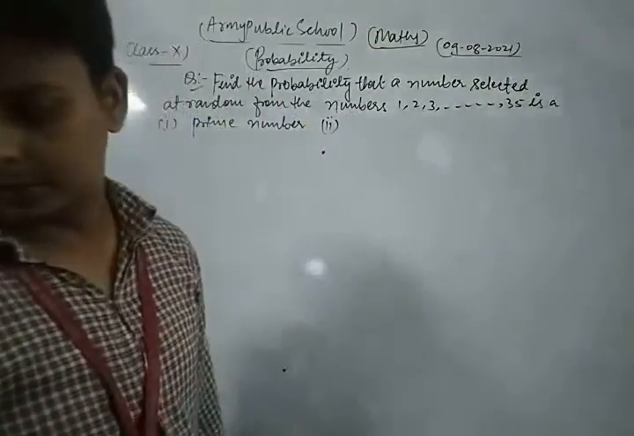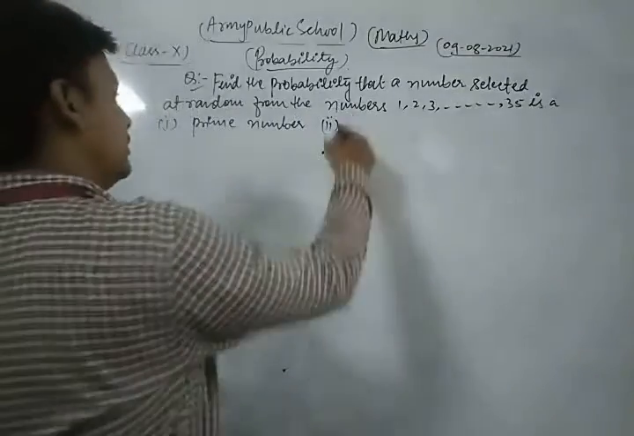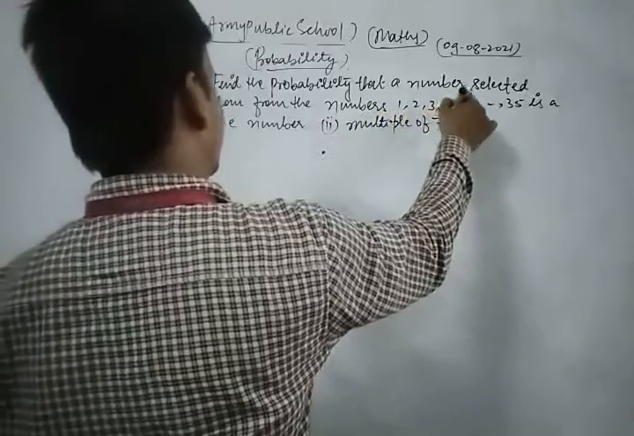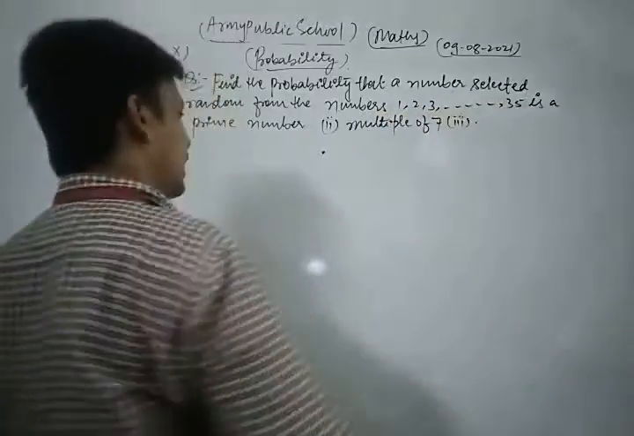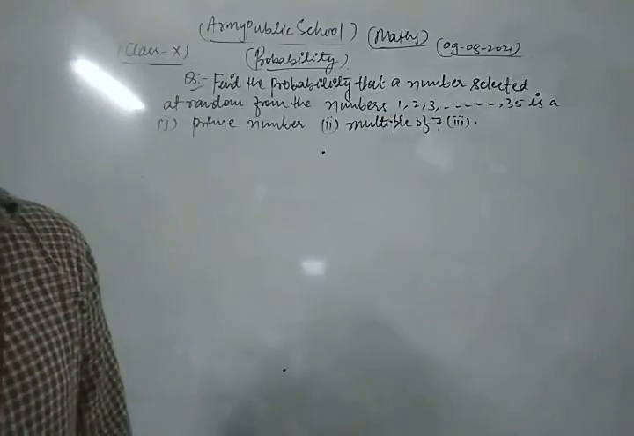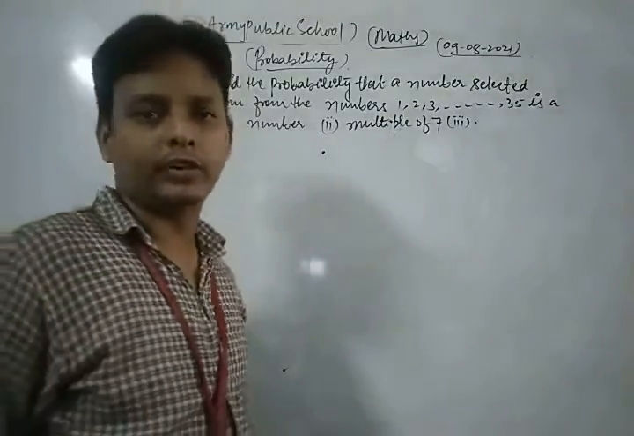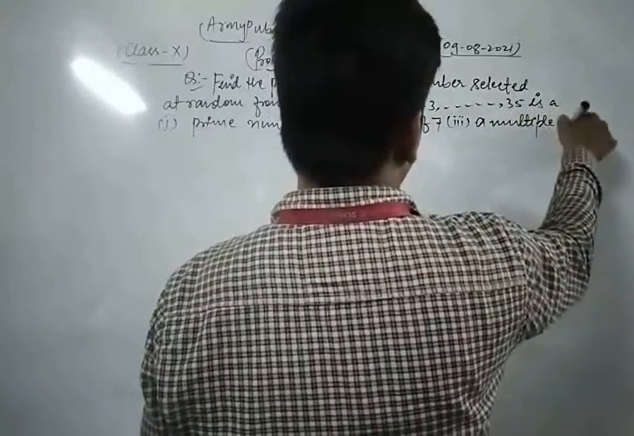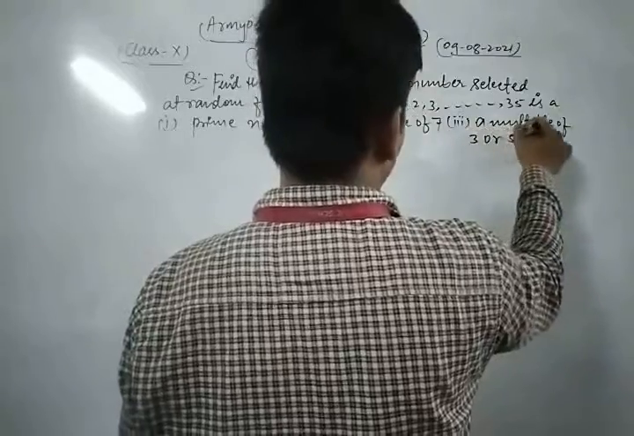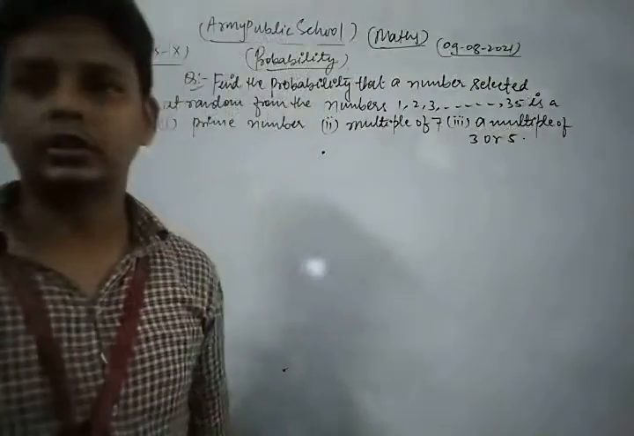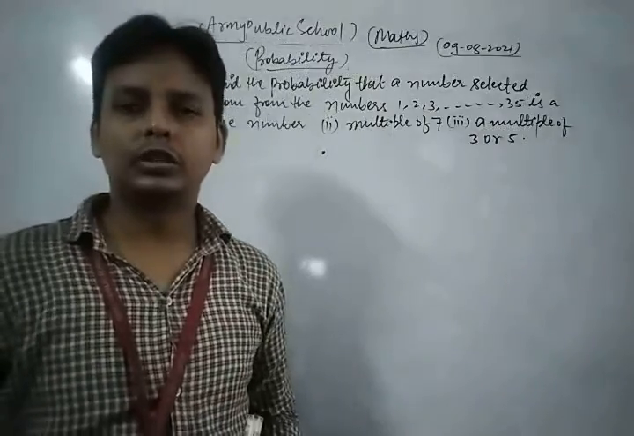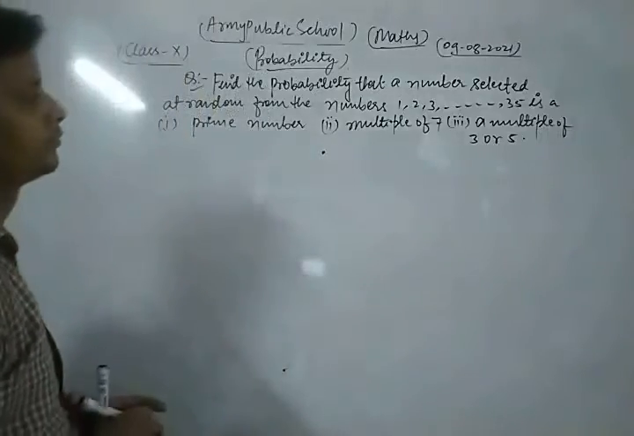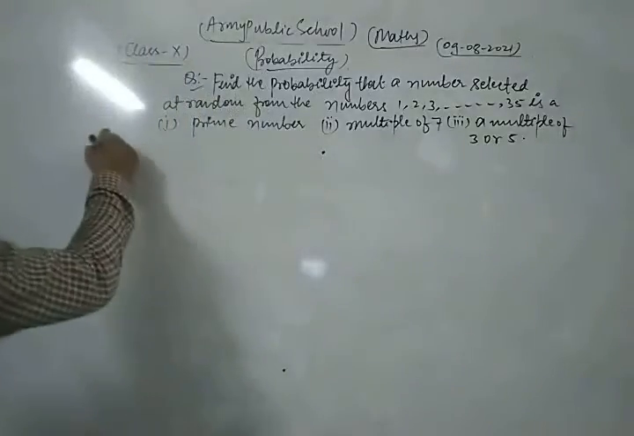Second one is what, dear students? A multiple of 7. And third one, a multiple of 3 or 5. Okay, so this is a very important question. So let's see its solution. What is the process to solve that question? Let's see its solution.